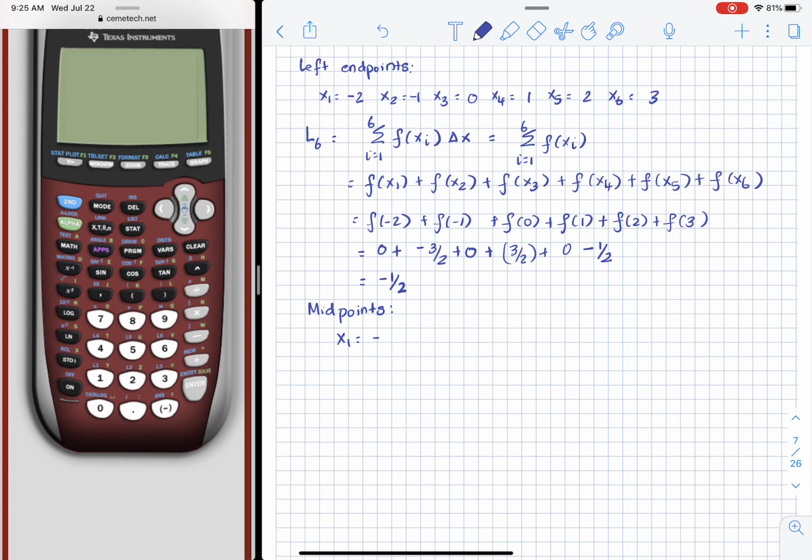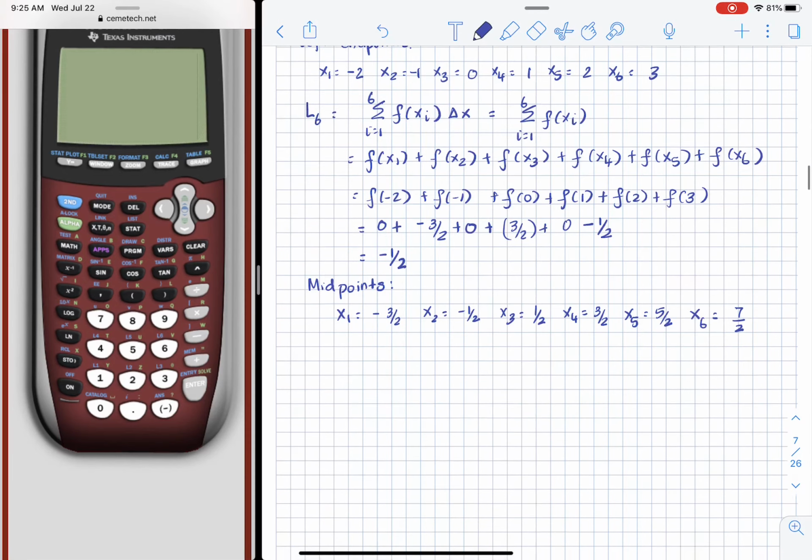We have negative 3 over 2, negative 1 over 2, that is the midpoint between negative 1 and 0, positive 1 over 2, midpoint between 0 and 1, 3 over 2, midpoint between 1 and 2, 5 over 2, midpoint between 2 and 3, and lastly the midpoint between 3 and 4, which would be 7 over 2.